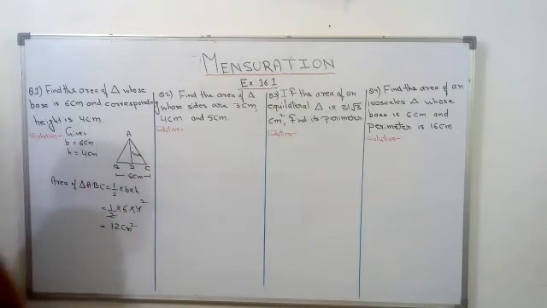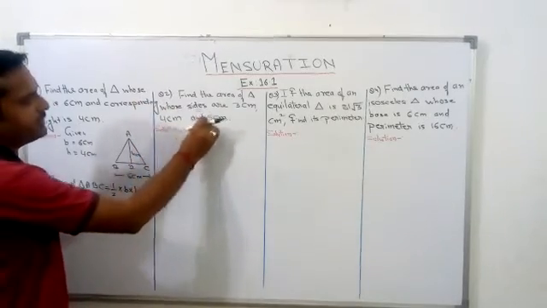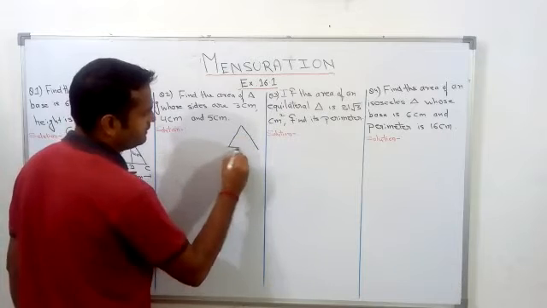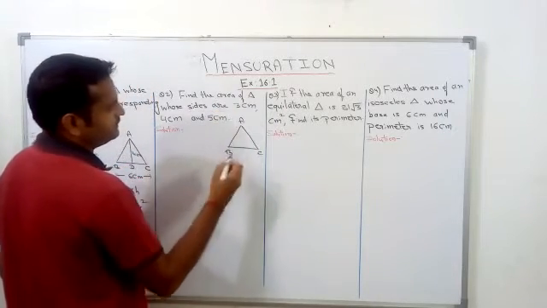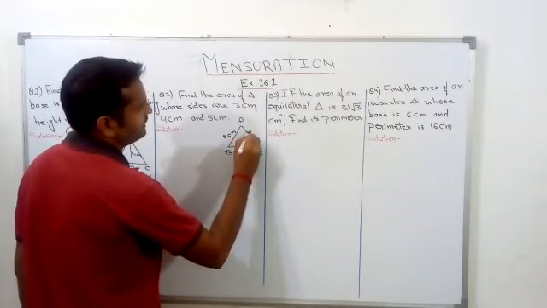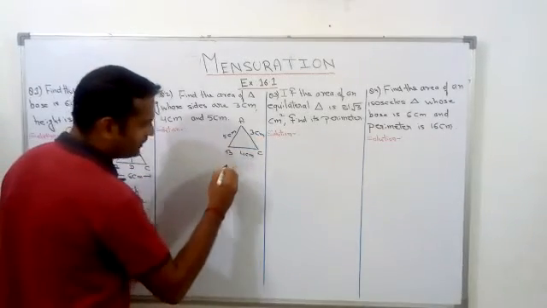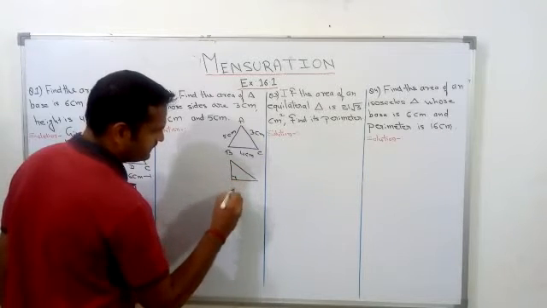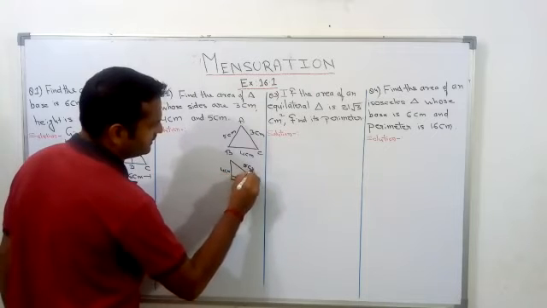Now question number 2. Find the area of a triangle whose sides are 3 cm, 4 cm and 5 cm. So we have to draw a triangle ABC whose sides are 4 cm, 5 cm, 3 cm. In this case, we have to draw a right angle triangle: 3 cm, 4 cm, 5 cm.